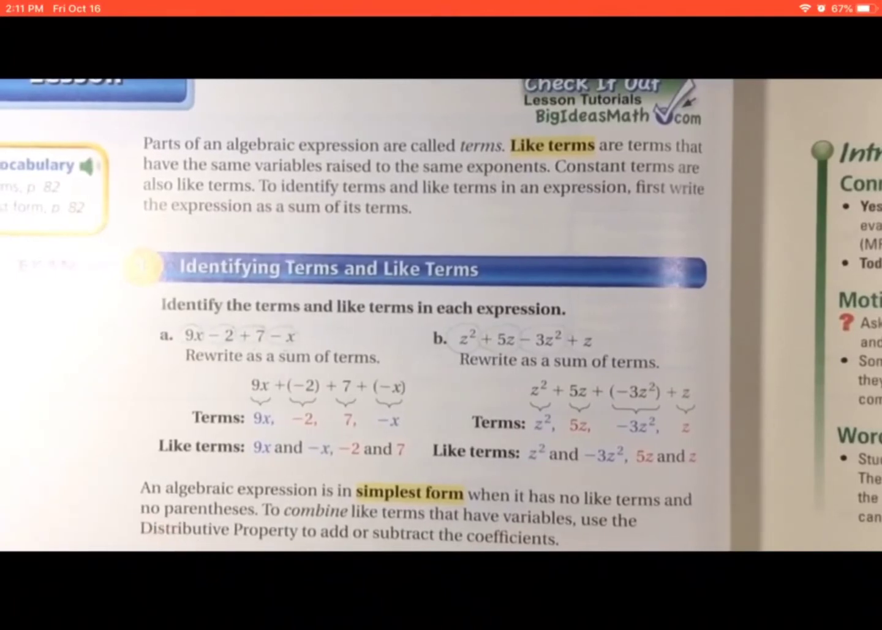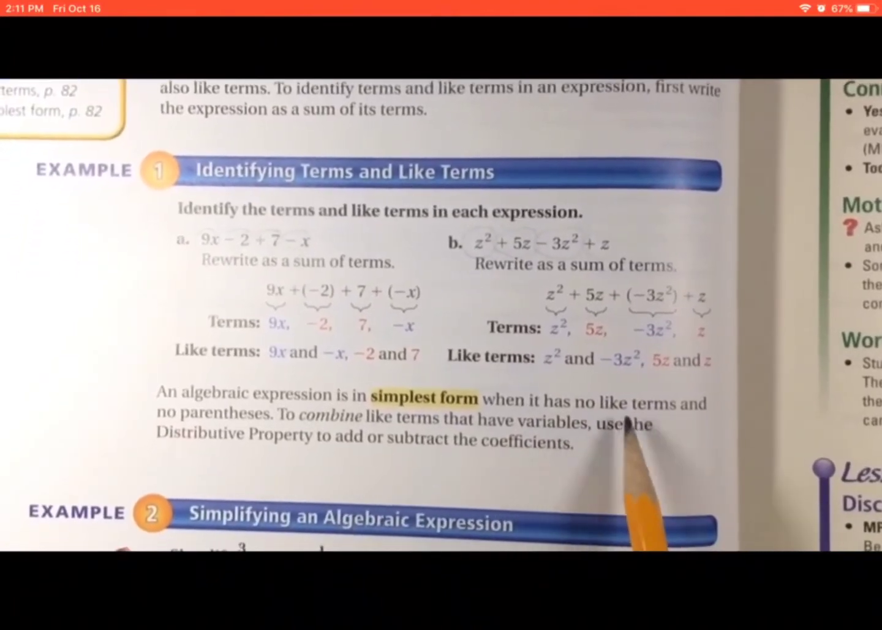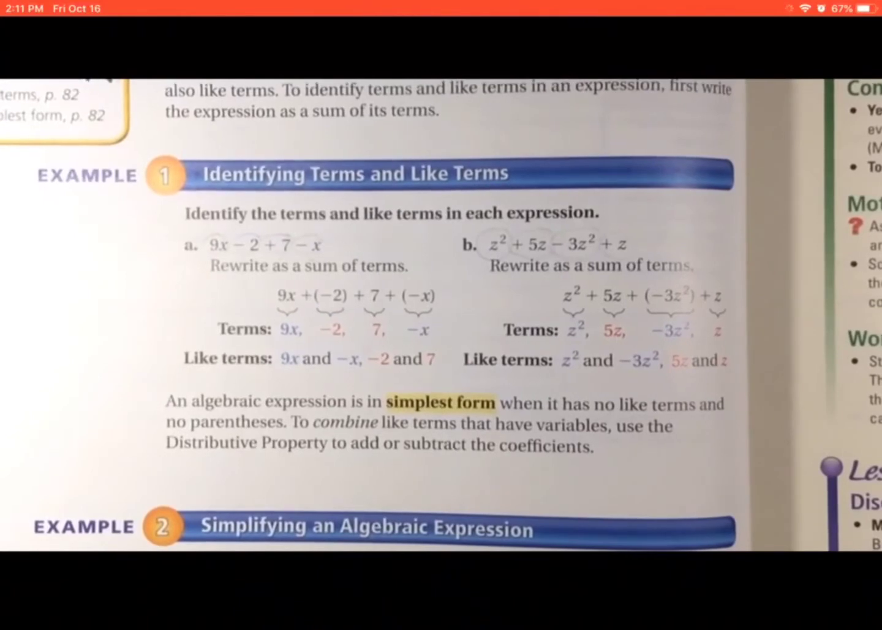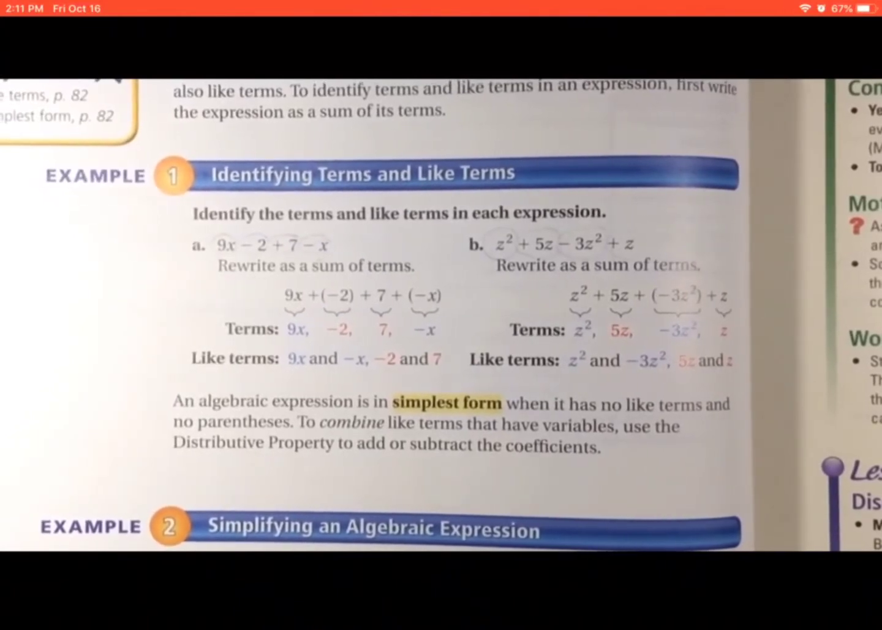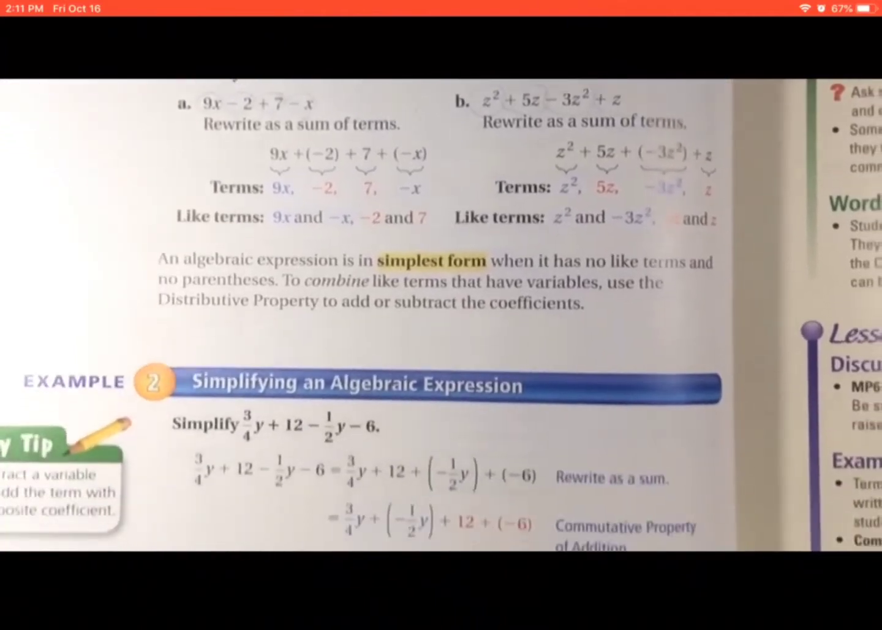An algebraic expression is in simplest form when it has no like terms and no parentheses. To combine like terms, here's what we do. We put them together. We just combine them, just like we were combining integers way back at the beginning of the school year. It's the same thing we do here. So let's look at their example right here.